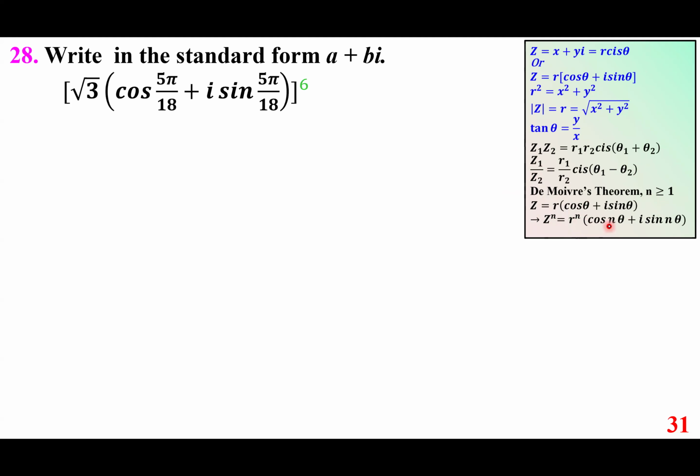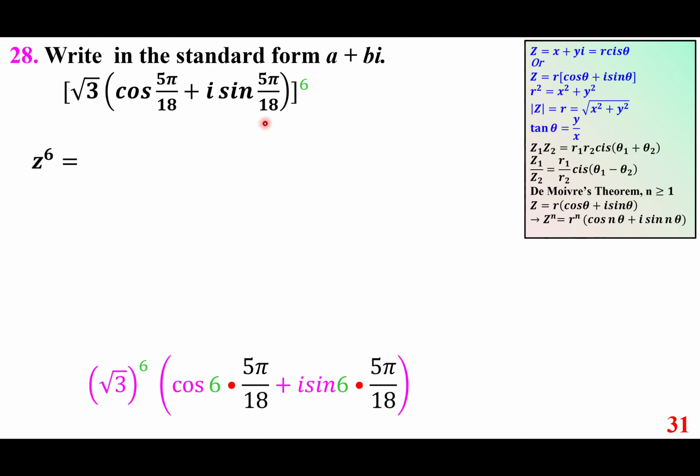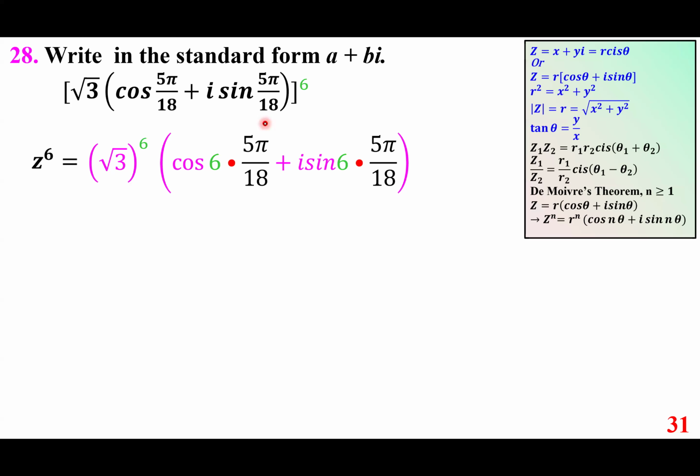So with that being the case, if we want z to the power of 6, we're going to raise this one to the power of 6, and we're going to multiply those by number 6. So with that being the case, I hope you realize this one becomes 3 cubed, right? Because it's square root of 3. And then 6 times 5 pi over 18. Let's just do the simplification.